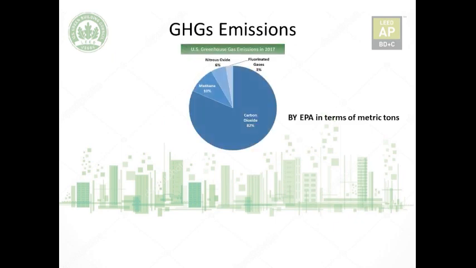Now this is a pie chart I found on the EPA website, which is Environmental Protection Agency, and it shows in terms of metric tons what the US has seen in 2017 in terms of greenhouse gas emissions. If you see, the biggest chunk or the biggest part being released in the atmosphere is carbon dioxide, 82%, methane 10%, nitrous oxide 6%, and other gases, fluorinated gases, at 3%.